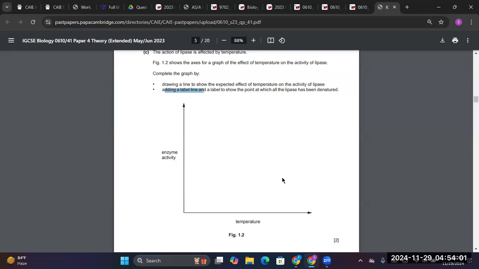If you prefer annotating on the screen, you can, or my advice to you is take out a piece of paper and your pen, pencil, whatever you like. Make a graph that shows the effect of temperature, and then label the point where the lipase has all been denatured. Okay, and you can send me the picture on WhatsApp or the Zoom chat, whatever you prefer.